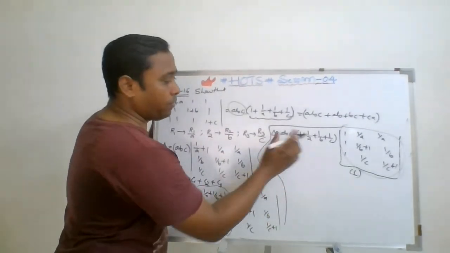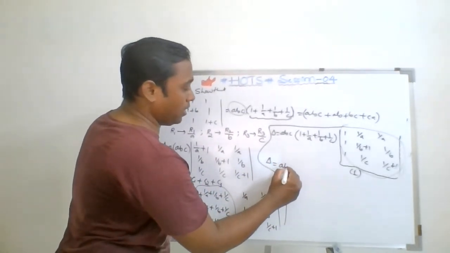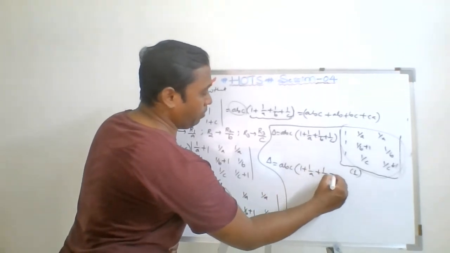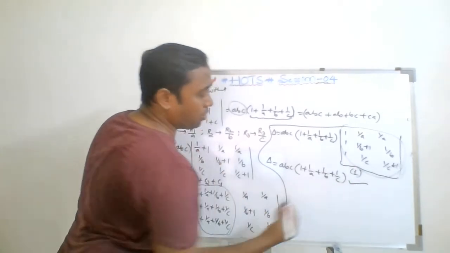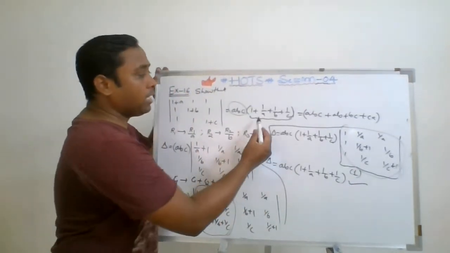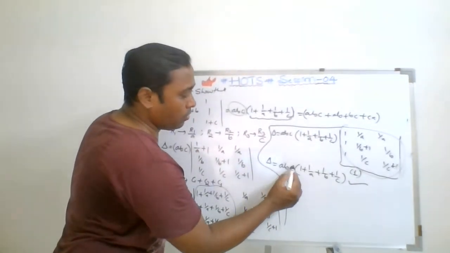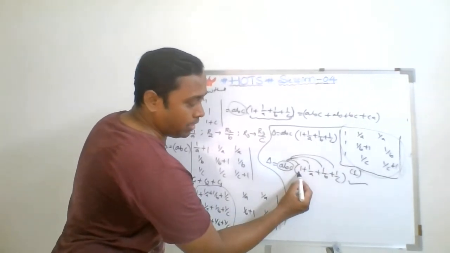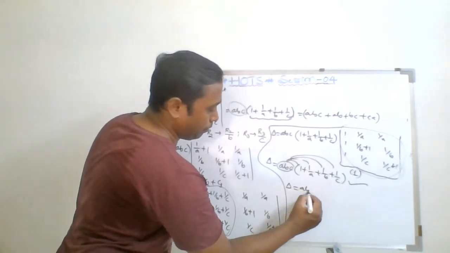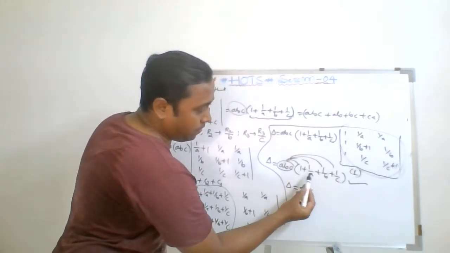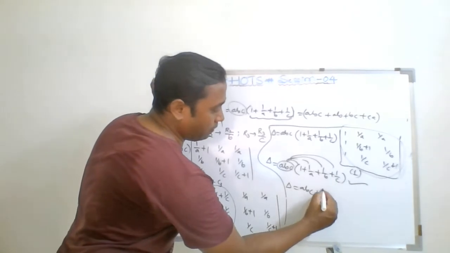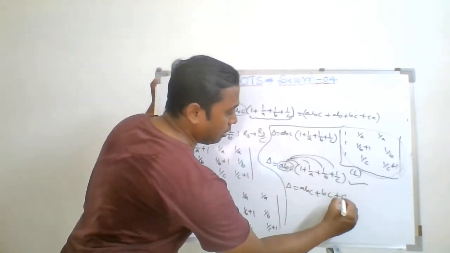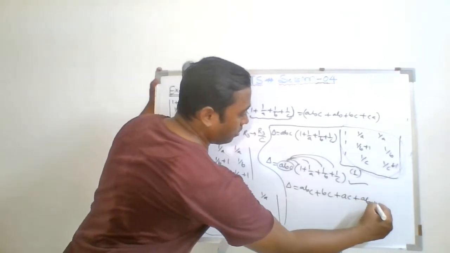So only we are left with this one. That is what the answer is: ABC into 1 plus 1 by A plus 1 by B plus 1 by C. So this is the first result we got. Now to get the second result, multiply this factor inside. What will you get? ABC into 1 is ABC only. If you multiply with the second factor, A and A get cancelled, we are left with BC. Similarly, the third factor is multiplied, B and B get cancelled, AC and then AB. This is your second result.